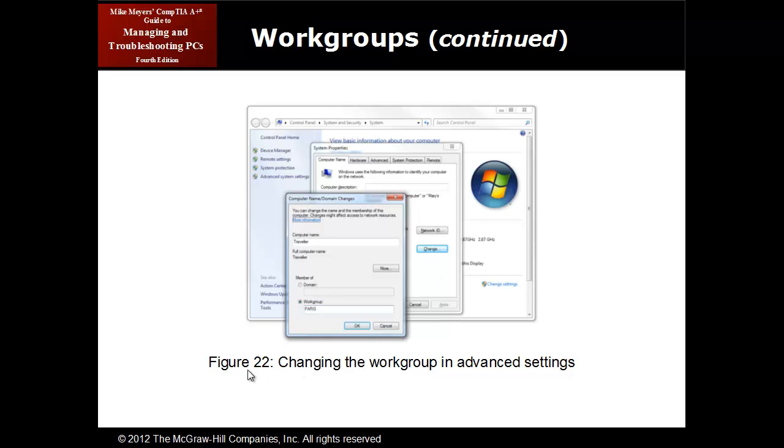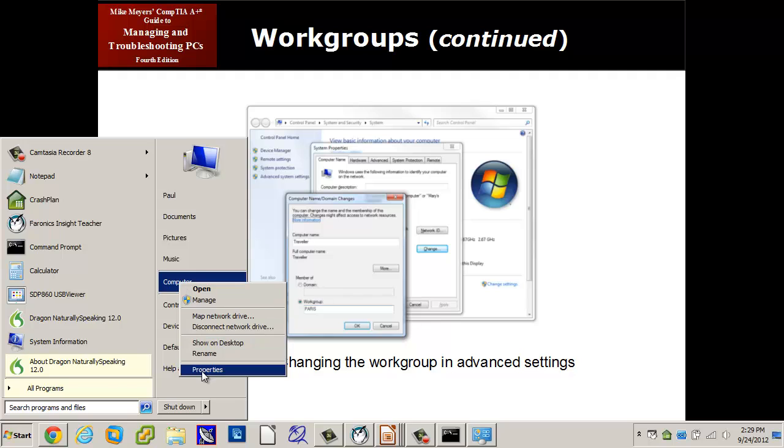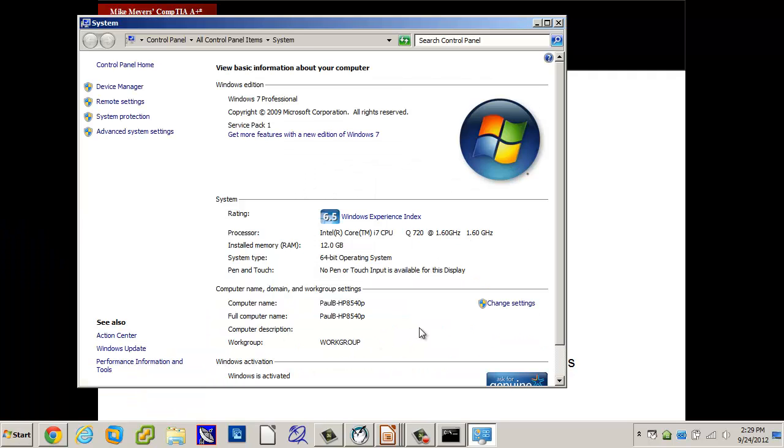Changing the workgroup. If I want to change the workgroup, I can right-click on my computer and click on Properties. And this is where I can change the settings for the computer name, whether I want to join a domain, which is actually the next topic, and the workgroup settings.